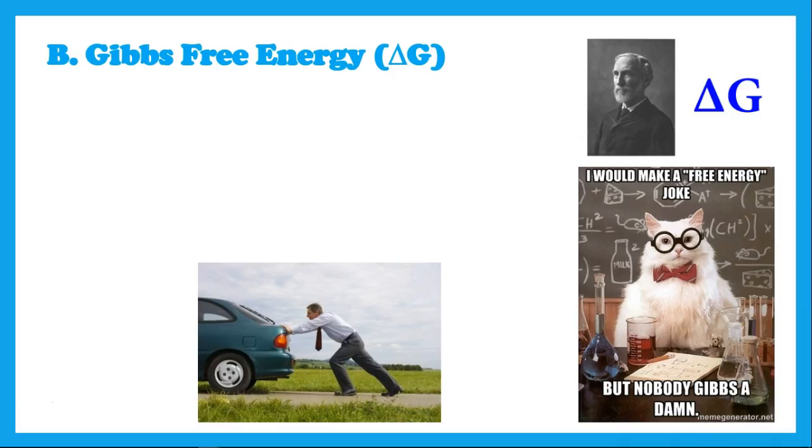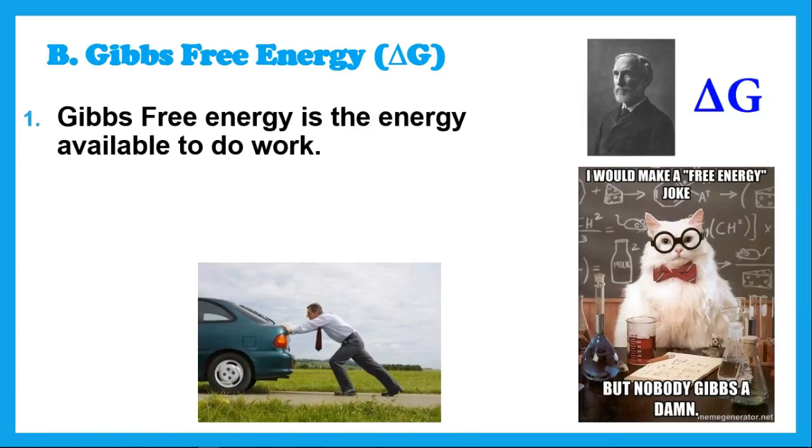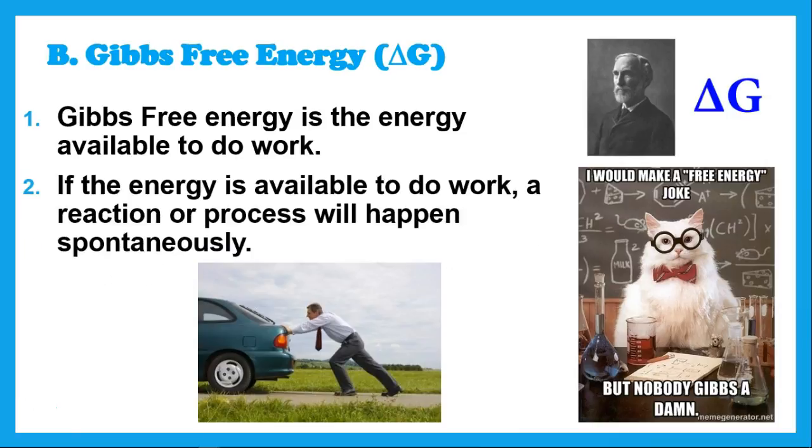All right. So next, we're going to talk about Gibbs free energy. It has its own symbol. It is delta G, or just G for Gibbs. Gibbs free energy is the energy that is available to do work. So after a reaction has taken place, if there's any leftover energy released, then that energy can go into performing a task. If this is the case, energy is available to do work, we say that this reaction will happen spontaneously.